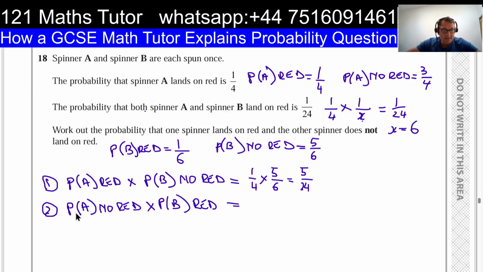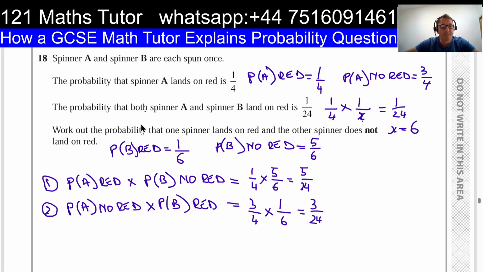The second one, second scenario, probability of A to be no red. It's there, look, 3 over 4. Times the probability of B to be red. It's there, 1 over 6. And that you multiply across, 3 over 24.